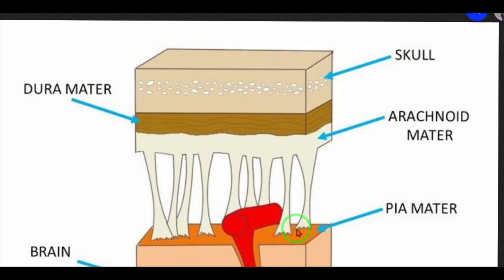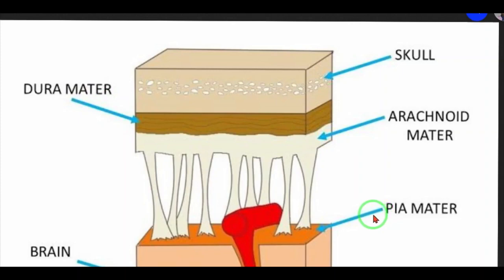So these meningeal membranes, these three membranes, dura mater, arachnoid mater and the pia mater, protect the brain from mechanical injury. These layers or membranes protect the brain from injury.